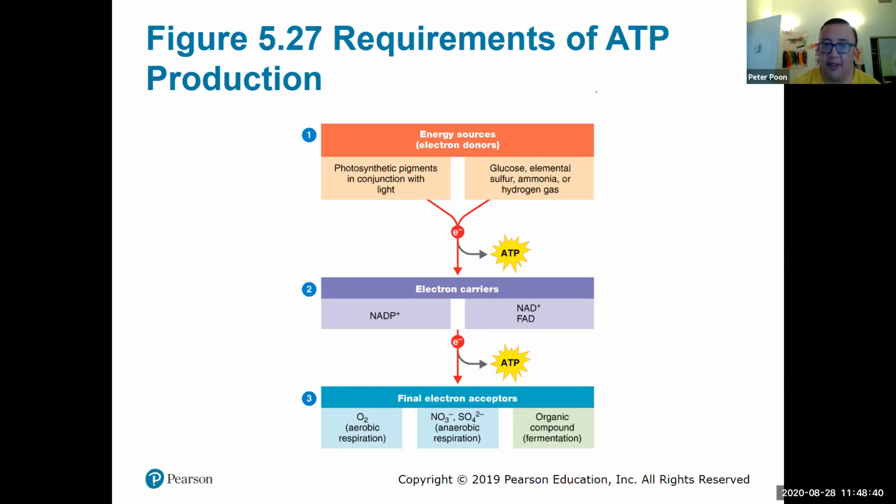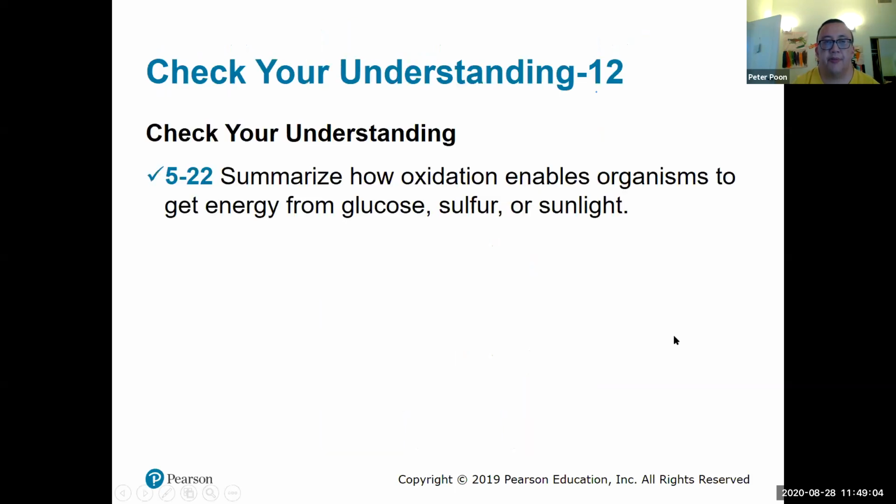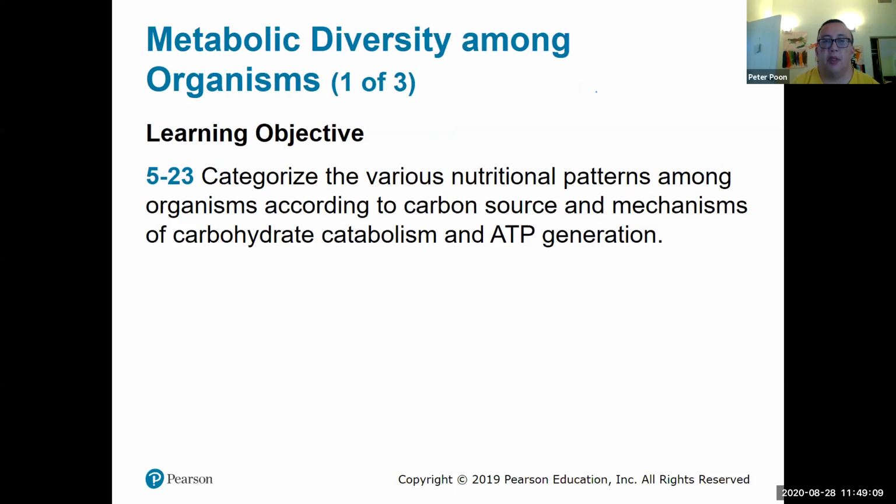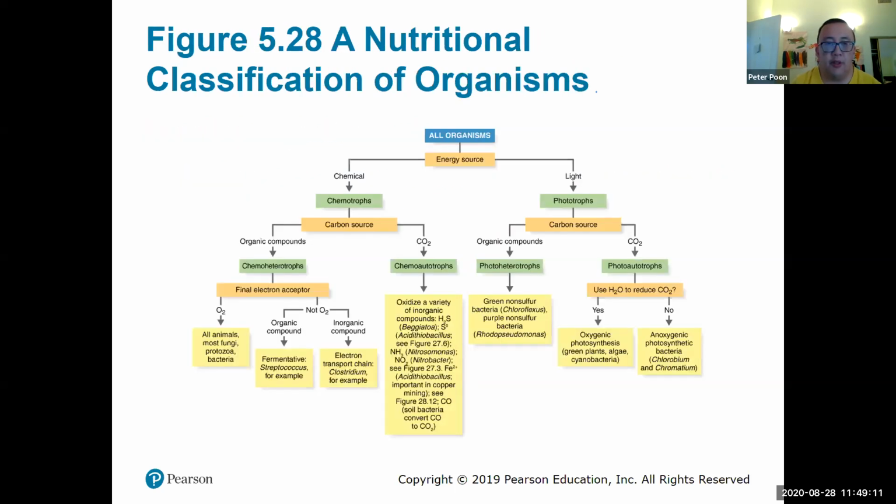So make sure you kind of understand this. Here are the energy sources. So light, glucose. You use the electrons to generate ATP, and then you put them on electron carriers, which then you generate more ATP. The final electron acceptors are going to be the ones accepting the electrons. Oxygen, organic compounds, fermentation, etc. Metabolic diversity, we're going to go over. So make sure you understand what these terms mean.